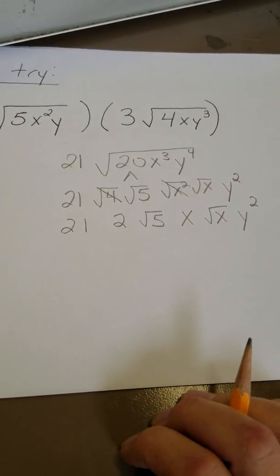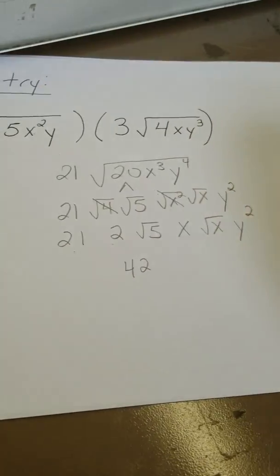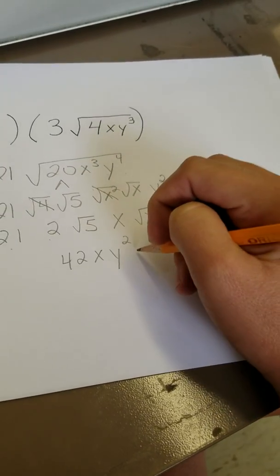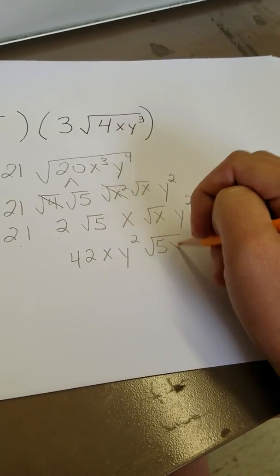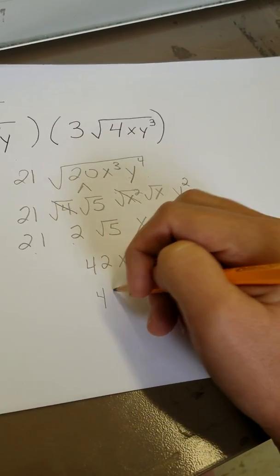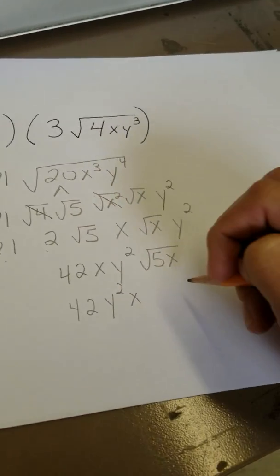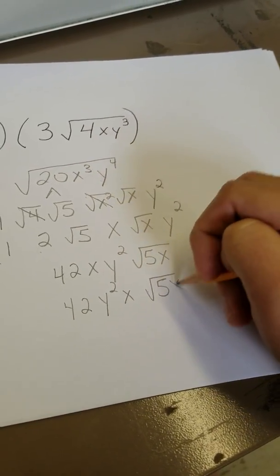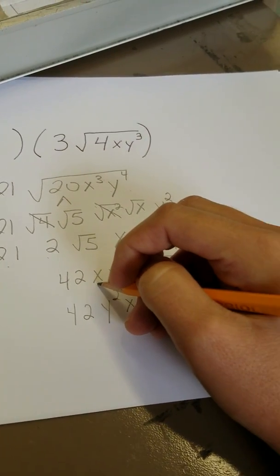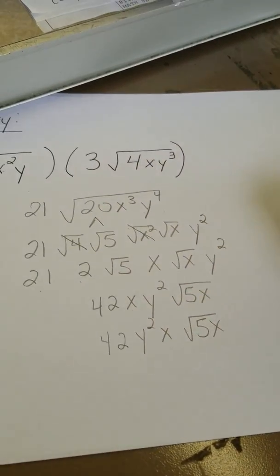Now let's see what's left. 21 times 2 is 42. X is out. Y squared is out. And radical 5x is left. And that should be your final answer. If you wanted to write it as 42 y squared x radical 5x, that would also be fine. It's better to put the letters in alphabetical order, but this would still be right. Okay.